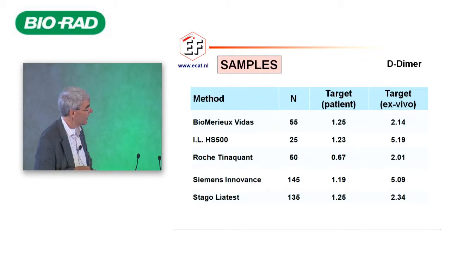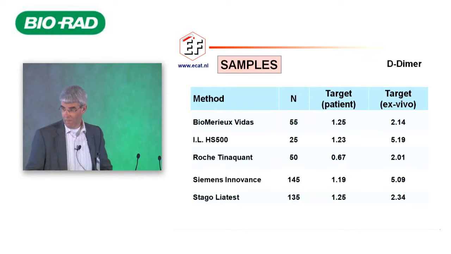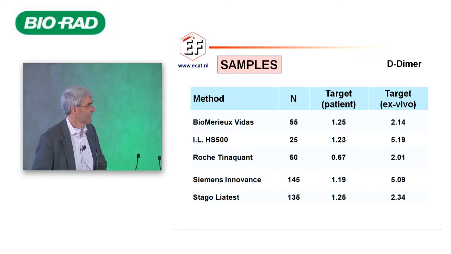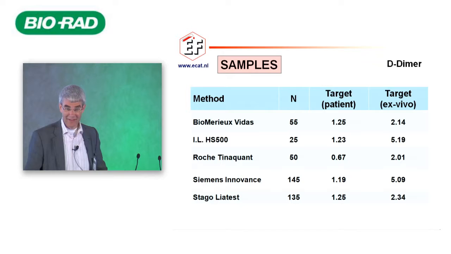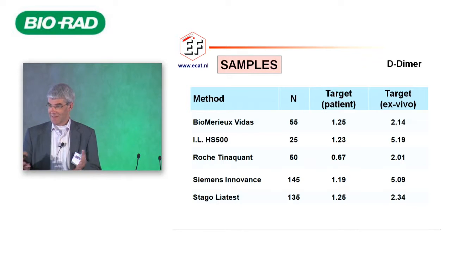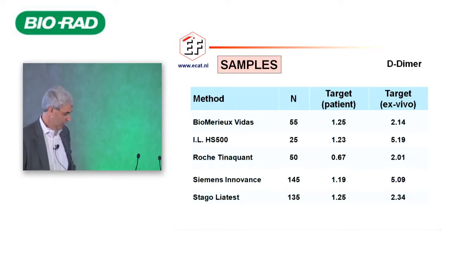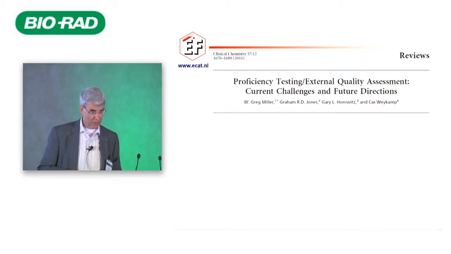I listed here five of the most widely used methods in our program. When we use patient-based material, for 4 out of 5 we see quite similar results, but there is one that gave a deviating target. But when we look at the ex vivo sample, we see that 3 out of 5 have quite similar results, including the one that had an outlying target value for the patient-based sample, and 2 others have completely different target values. So there is no one standard difference between the different types of samples we can use in this survey. So again, the problem of commutability that was already mentioned a couple of times before.